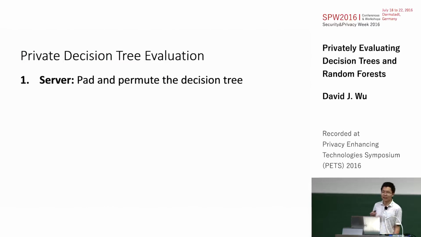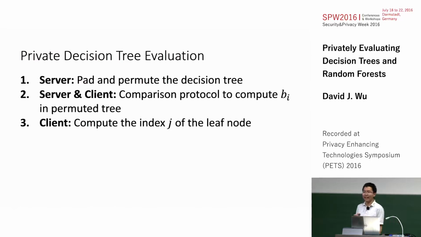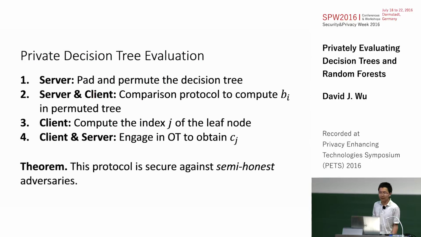So first, the server is going to start by padding and permuting a decision tree. Then the server and the client are going to engage in this comparison protocol to learn the values of all of the decision nodes. The client is then going to compute the index of the leaf node in the permuted tree, and engage in an oblivious transfer protocol to obtain the value of the decision tree on her chosen input. In the paper, we show that this protocol is secure against semi-honest adversaries.